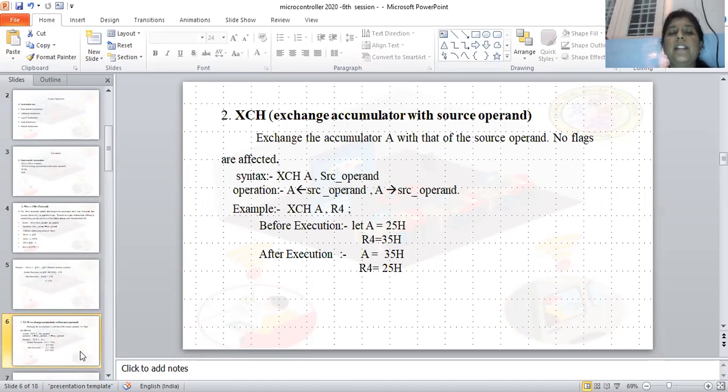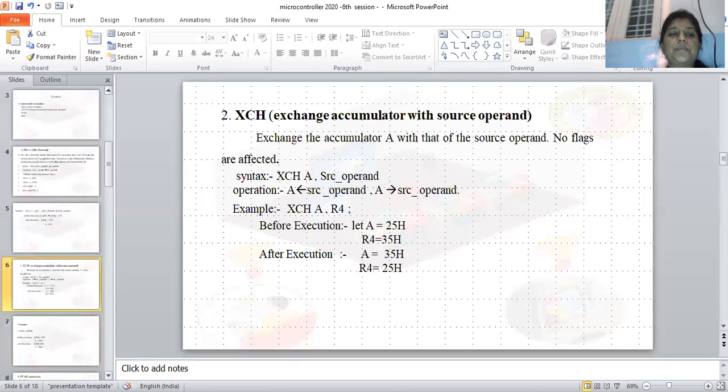Here consider an example, XCH A, R4. Before execution, let A be equal to 25H and R4 equal to 35H. After the execution, A will become equal to 35H and R4 will become equal to 25H. That means the content of R4 goes to the accumulator register, and the content of the accumulator register, 25H, goes to the R4 register.